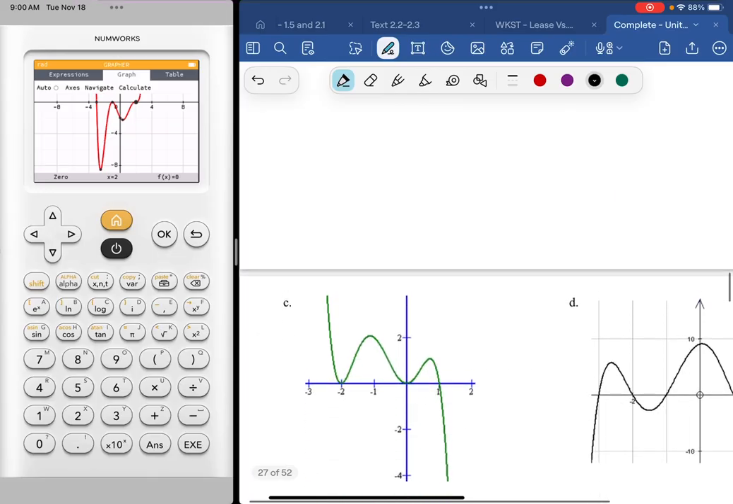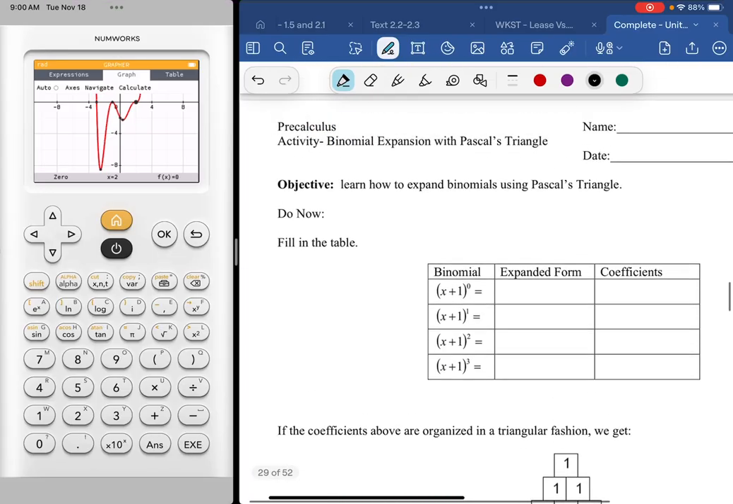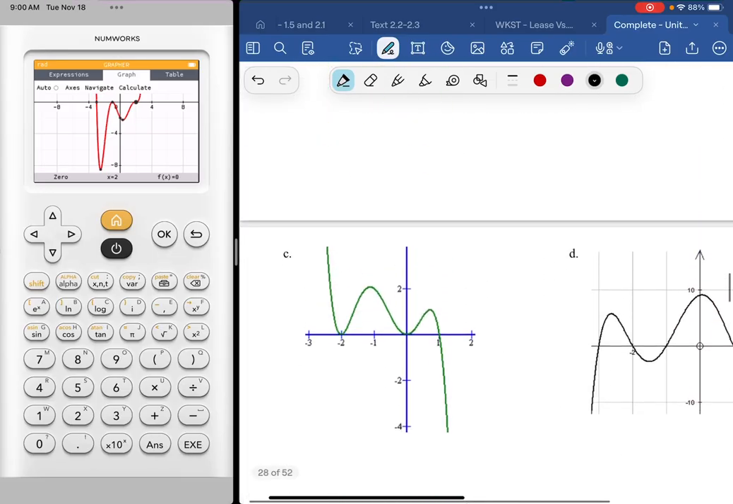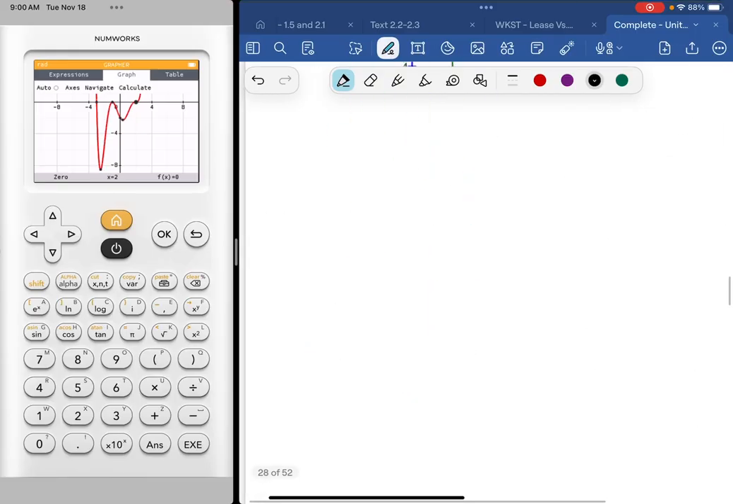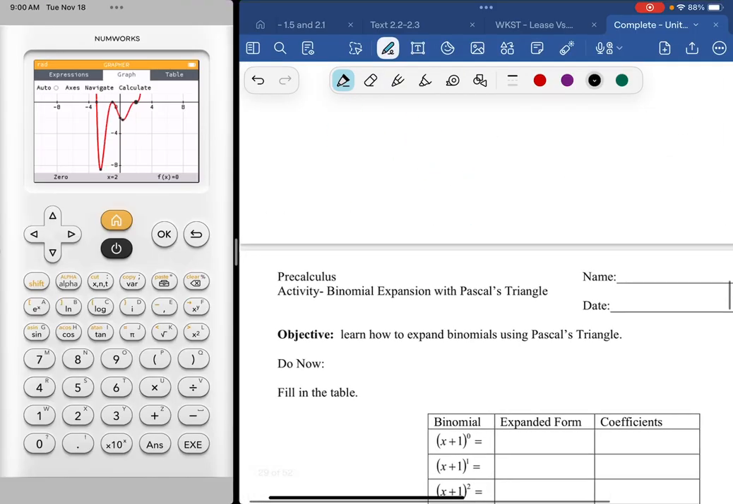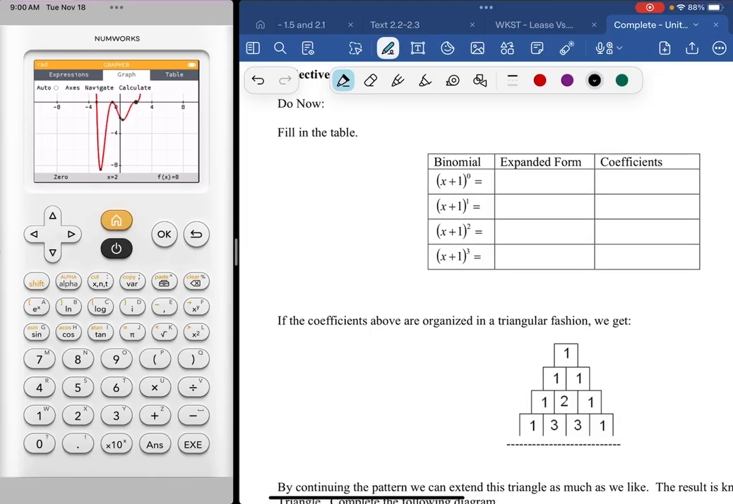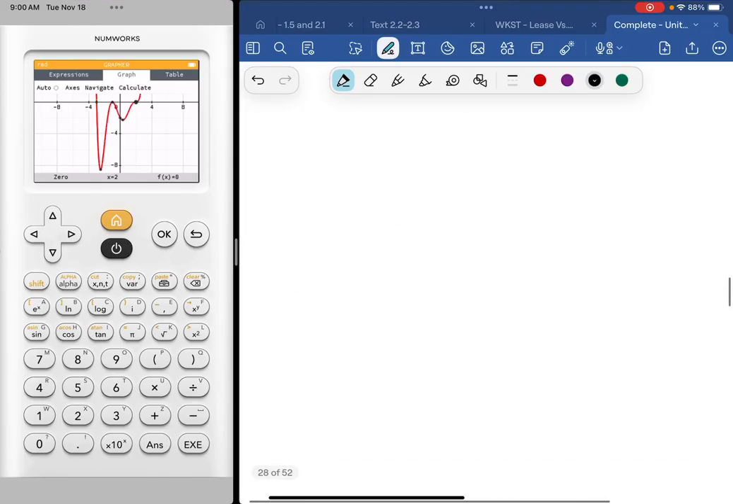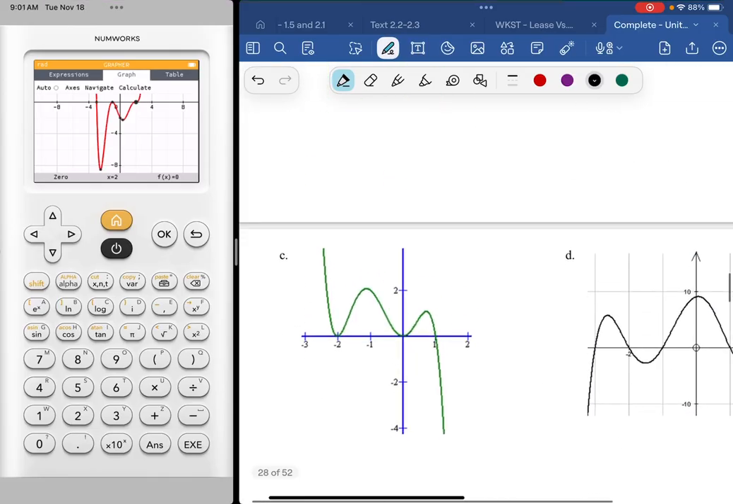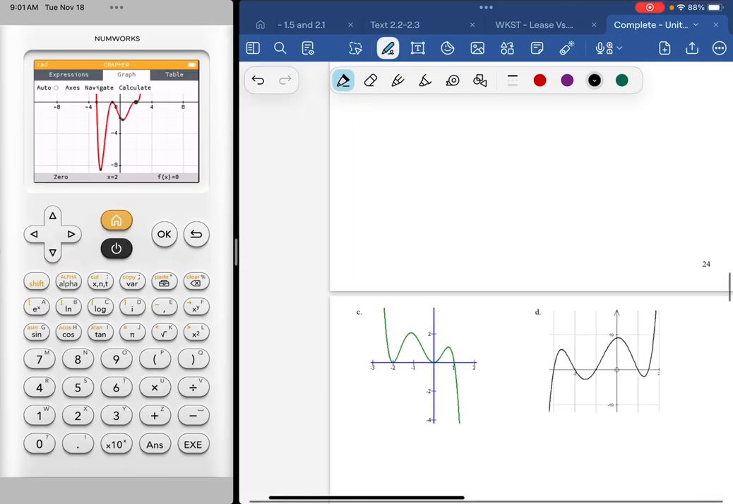kind of lead us into the next thing that we learn about, which is binomial expansion with Pascal's triangle, because that kind of gets a little crazy when you have to raise a binomial up to really high powers. So using Pascal's triangle for that will be helpful. We touched on that in the last unit, but we'll hit on it a little bit more moving forward. You could also try problem C and D.